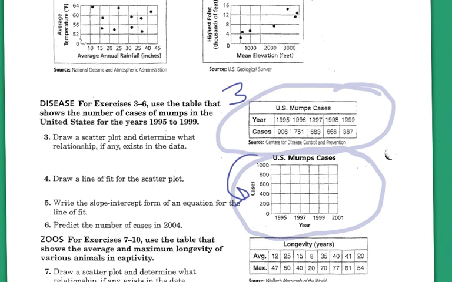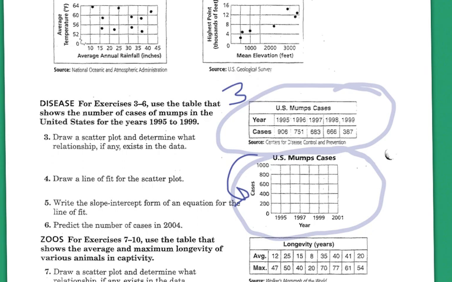In number 4, they're asking you to draw a line of fit for the scatter plot. So you've put all your points, your dots, on your graph. Now go ahead and draw a nice straight line through those points, not plain dot to dot, a straight line so that you have half the points above and half the points below.